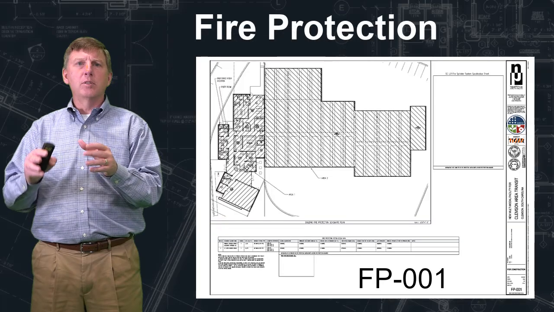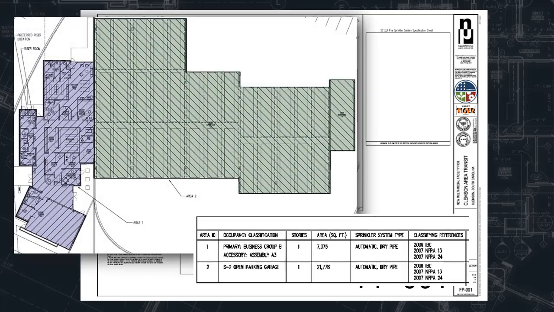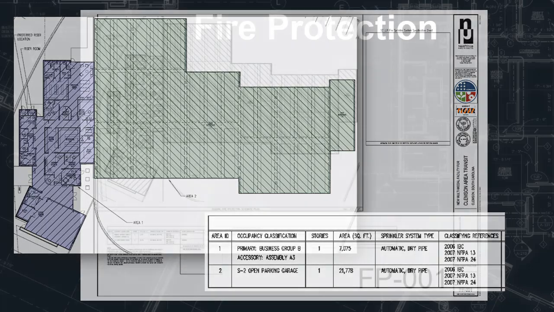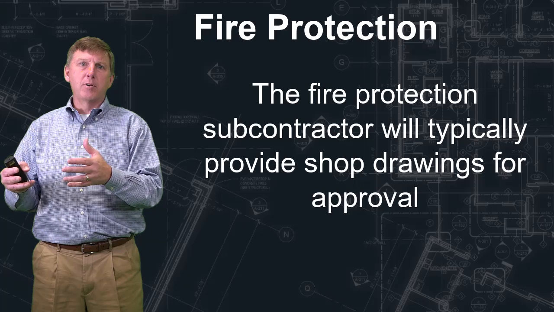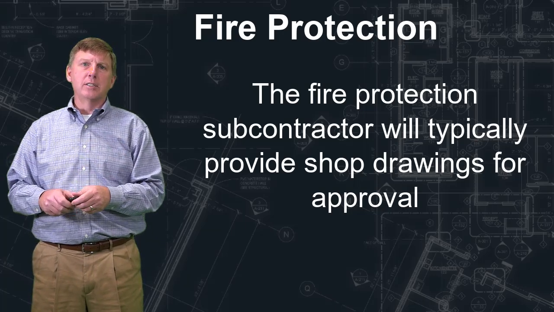So we're going to start with the fire protection plan. It's defined in zones and then detailed in a schedule of what those zones have to accomplish and how they're going to work. The fire protection contractor will end up putting together some shop drawings to make sure they satisfy what was detailed on the drawings.